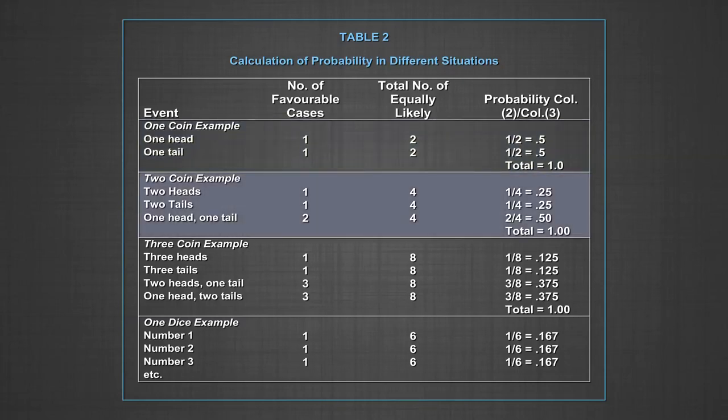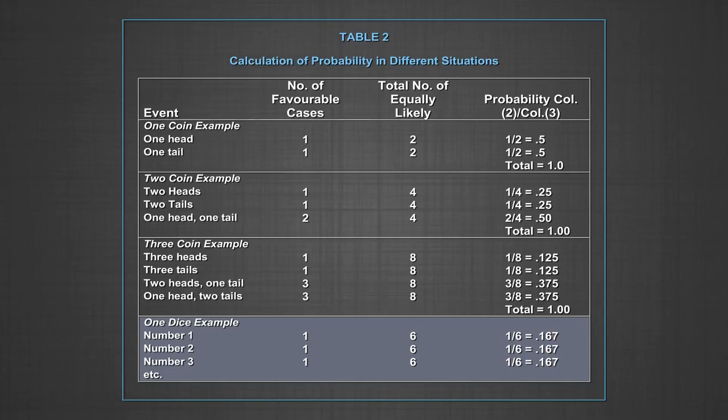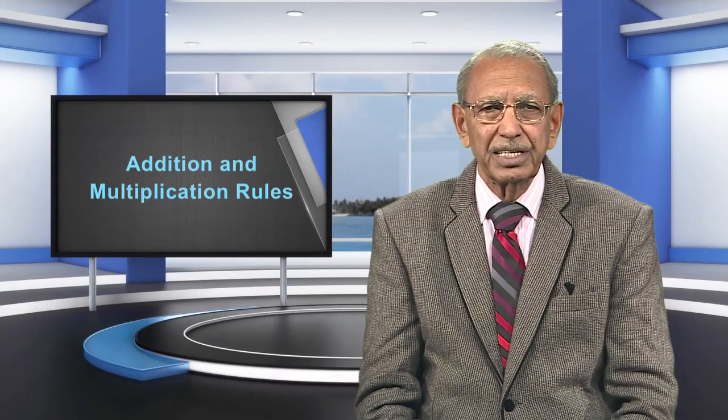Now in the two coin example, we have two heads with the probability of 0.25, two tails with the probability of 0.25, and one head and one tail, we have the probability of 0.50. The total we get is 1. Now in the three coin example, we have calculated these values in the same manner, and then we have the one dice example. We have calculated that for number 1 to appear, we have 1 chance out of 6, that's 1 upon 6, and for number 2 to appear, we have 1 upon 6 or 0.167, and so on and so forth. Hence, in this table, we have shown the various situations and the calculation of the probability in each of the situations.